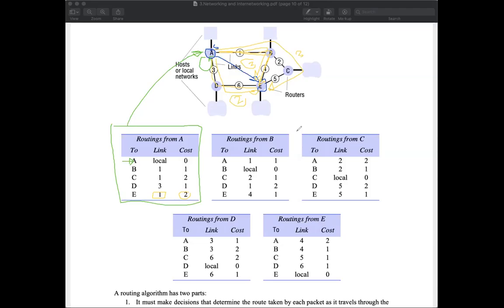Any questions? Any questions regarding the routing tables? Seems no. Okay.